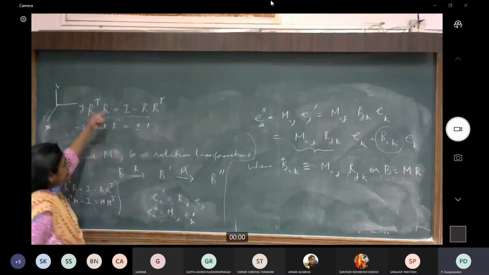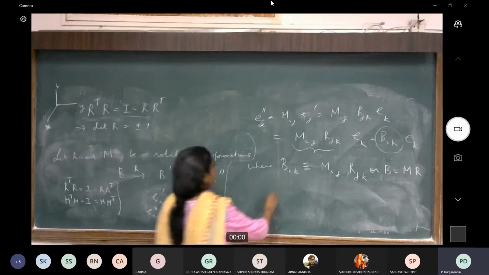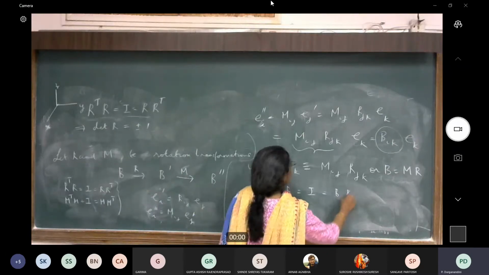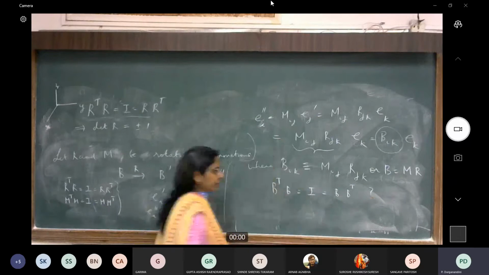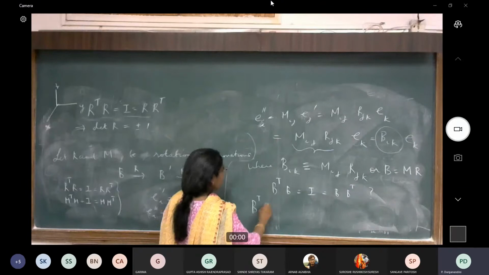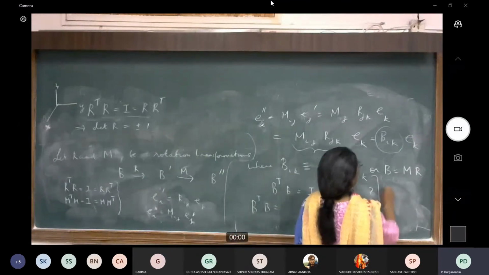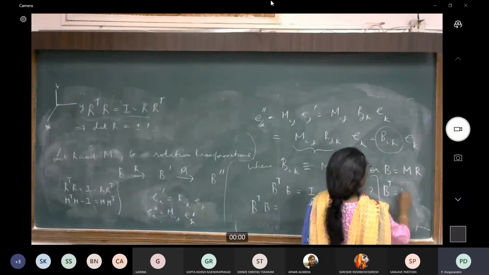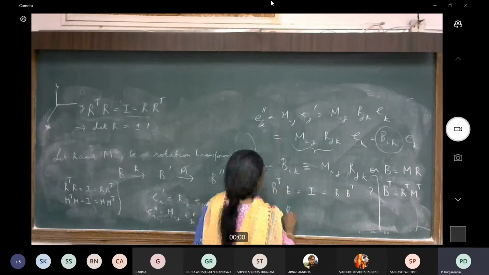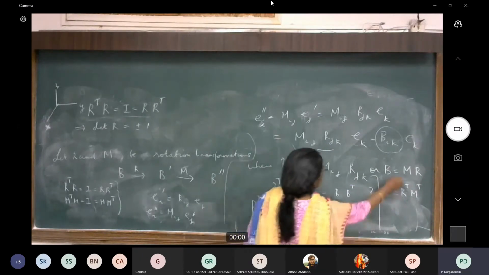So remember this definition. If it satisfies this definition, then it's a rotation matrix. So all I will check is whether B transpose B equals identity or not. For that, I will explicitly write what B transpose B is. By definition, B transpose will be this. So from here, again, I'm using matrix form. So this is going to be R transpose M transpose, and B is nothing but MR from here.